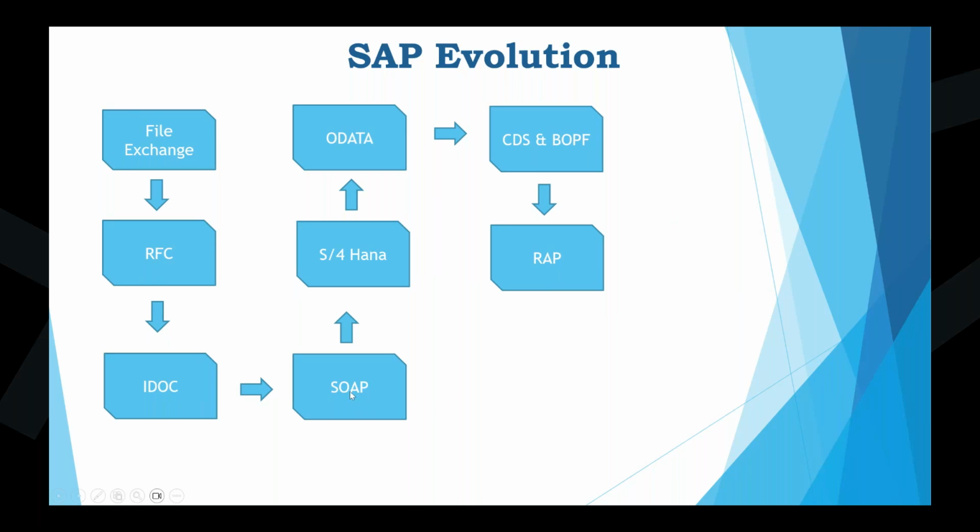SOAP can only send the data in an XML-based format and you cannot query the data. Whereas with OData, you can query the data, you can filter the data, and you can get only the minimum fields. It can be consumed by any software, any application. It follows the REST protocol, and it is lightweight.